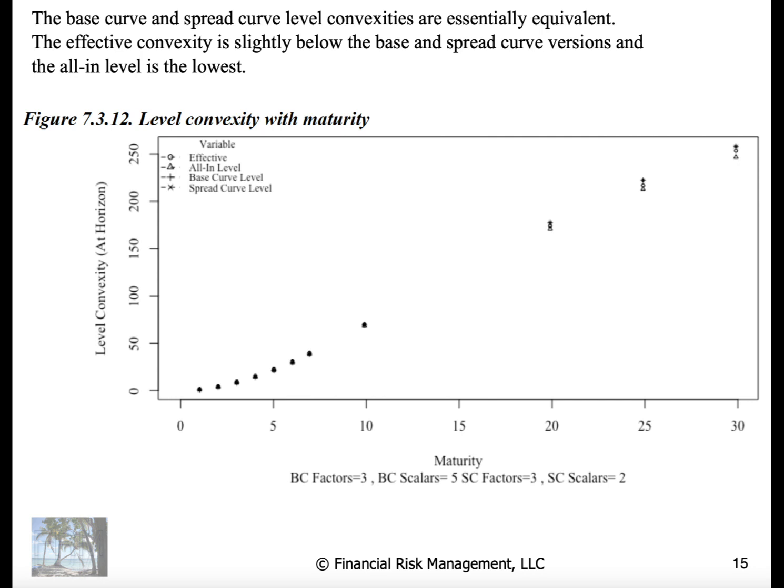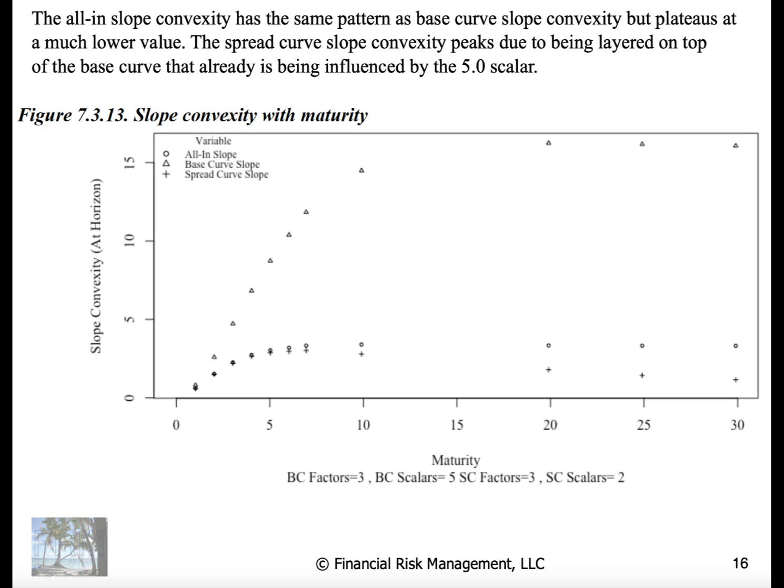Level convexity with maturity, again, the 4 different approaches: effective convexity, the all-in level, base curve level, and spread curve level. They're very, very close together. They're measuring similar aspects of this particular bond.